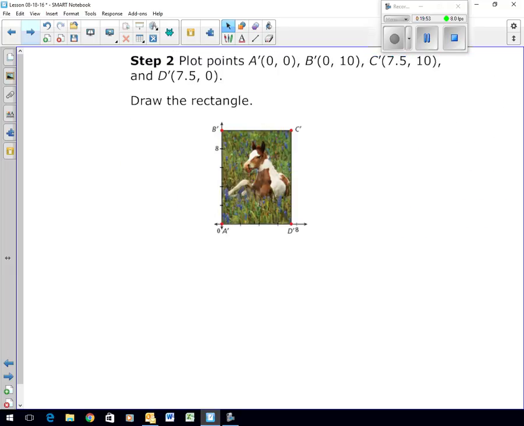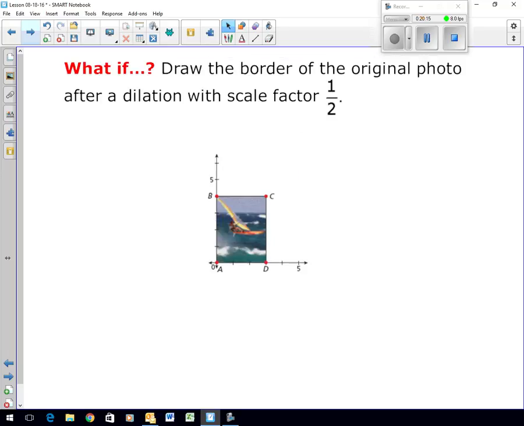And then I plot my new points. I got a nice big one. Okay? All right. That's all that happens. That's all we're going to do with dilations. You're going to take that original shape, remember that original shape, we're changing the size. We're going to make it bigger, we're going to make it smaller. Okay? Got me? Nice.